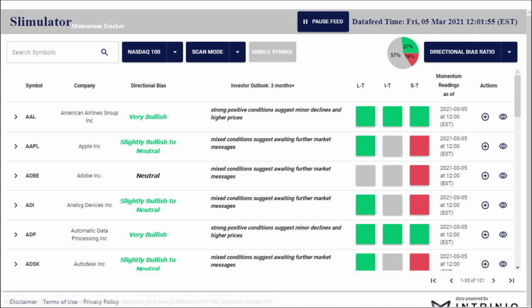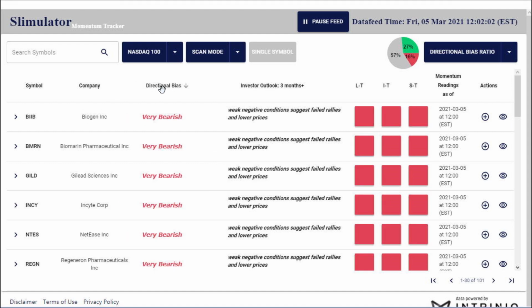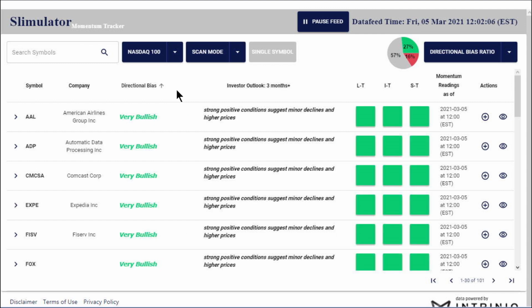So we're going to do a little sorting and scanning because I really want to get a sense for these conditions. I'm scanning on directional bias, and you can see it goes up from very bearish to very bullish. We've been getting some big declines in the market, but when I look at the NASDAQ 100, I want to see the stocks that are actually still in very strong condition. So this is really great.